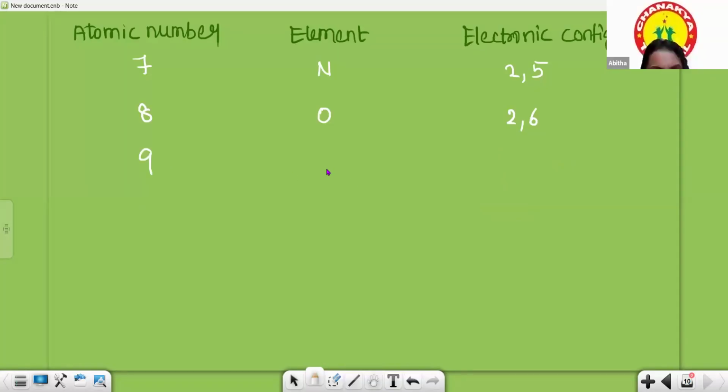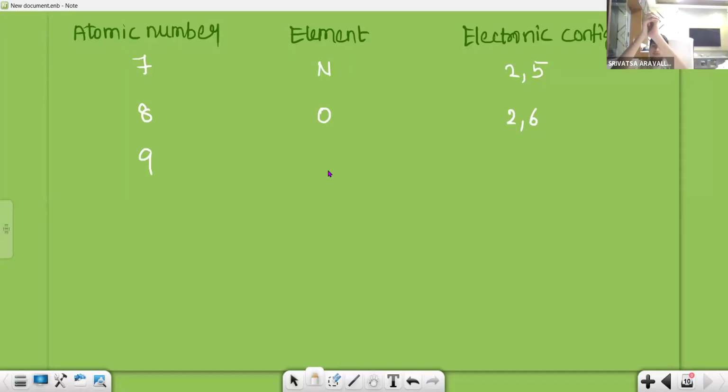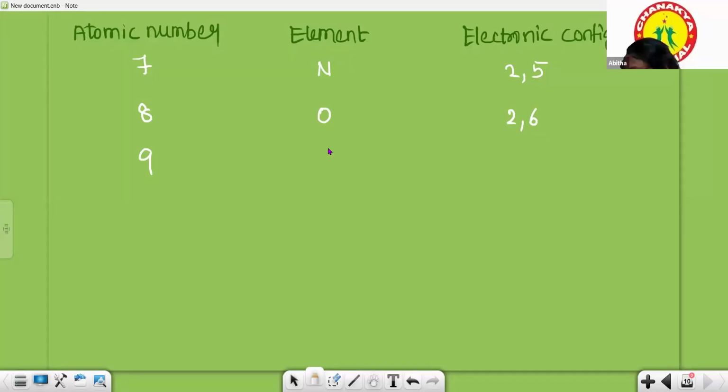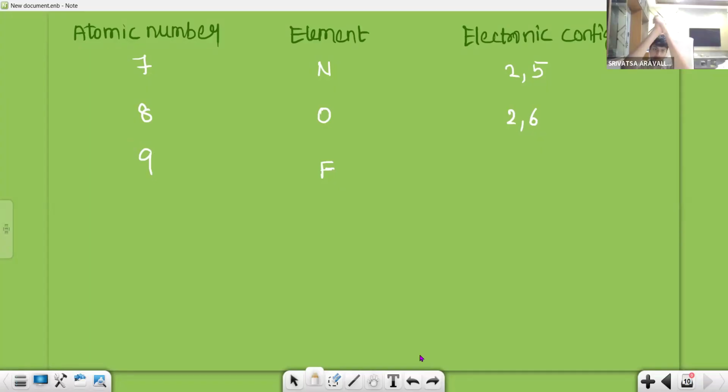Atomic number 9, the element is F, fluorine. Now tell me how many electrons fluorine has. Not the configuration, how many electrons fluorine has? Nine electrons. Very good, Srivatsa.